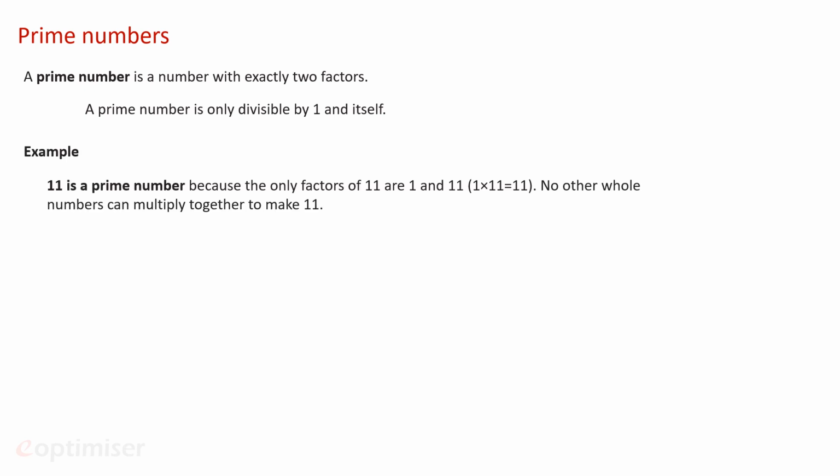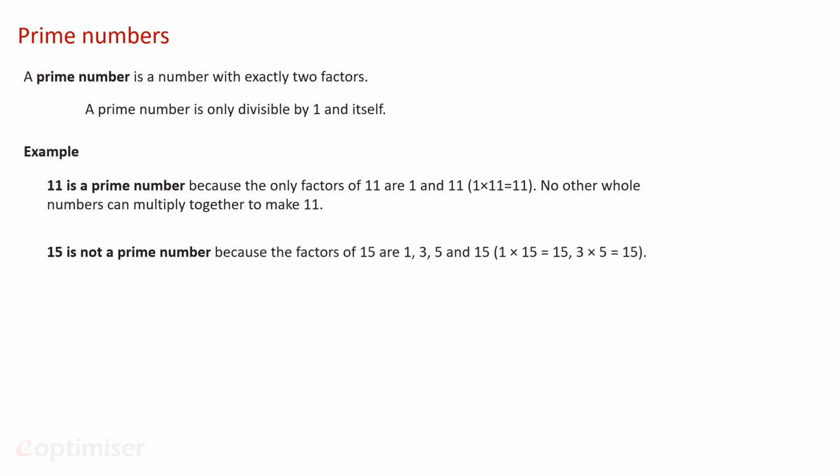For example, 11 is a prime number because only 1 and 11 can divide it. No other number can divide 11. Therefore, 11 is a prime number. 15 is not a prime number since 1 and 15 can divide it, and also 3 can divide it and 5 can divide it. Therefore, 15 is not a prime number.